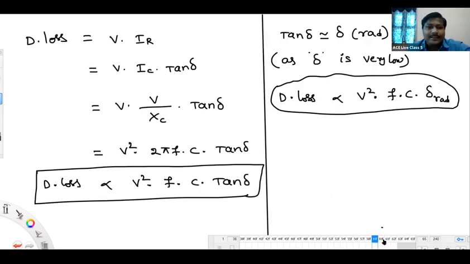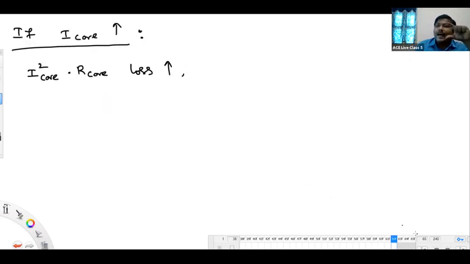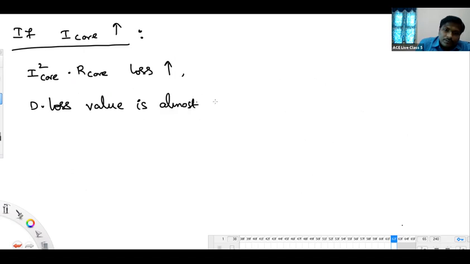See, dielectric loss mainly depends upon the operating voltage of the system rather than the current. So with respect to current variations in the conductor, the dielectric loss value will be more or less constant. It's almost constant.